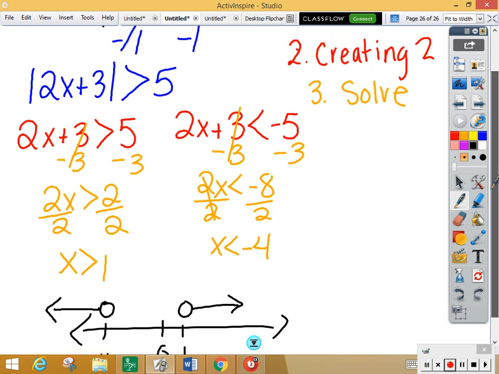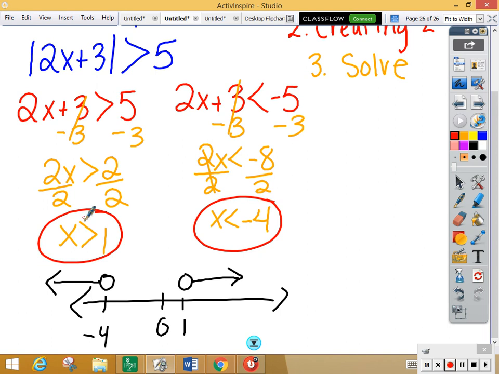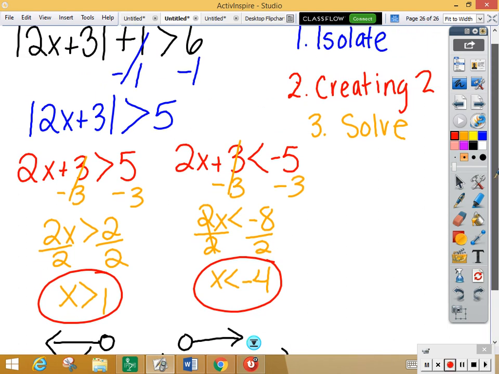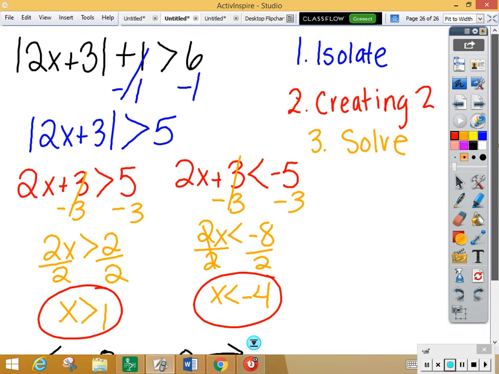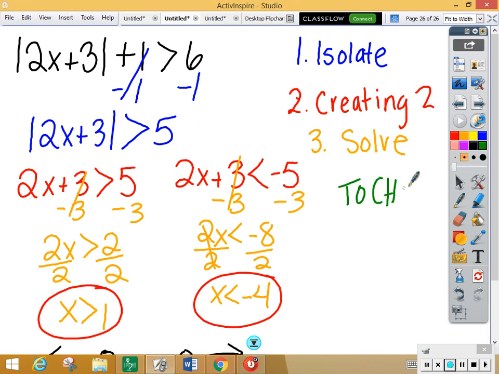The last thing we're going to do is go ahead and check to make sure that our two solutions come out to be true by plugging them into our original problem. So we're going to pick a value that's greater than 1 and go ahead and plug it into our inequality statement. Let me get a different color here. So to check our work, let me pick a number greater than 1. I'm going to just plug in 2 for our x.